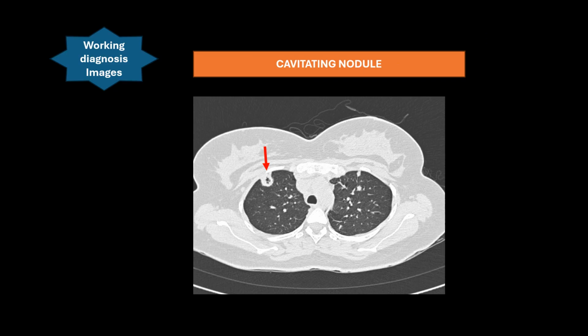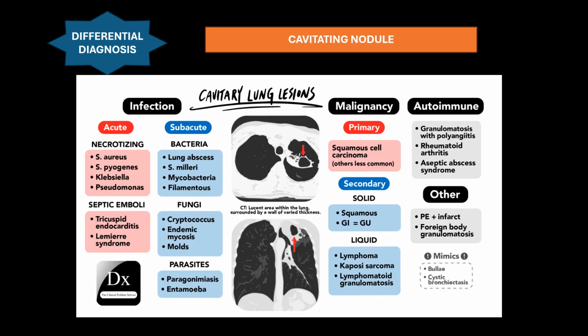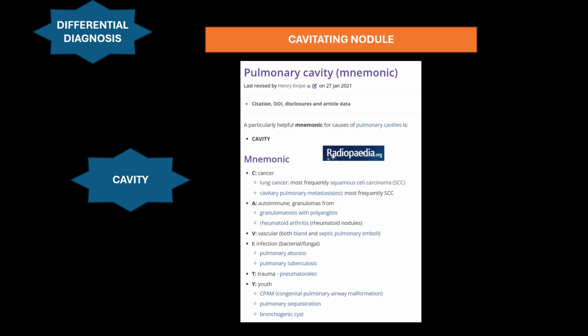So here, the most important thing we were trying to work out is the cause of a cavitating nodule. In the earlier case it was the cause of tracheal and bronchial wall thickening. Now in this patient it is the differential diagnosis for a cavitating nodule. There's a huge list. Infections, necrotizing, acute or subacute: bacteria, fungi, septic emboli, and rare organisms like parasites. Malignancies, either primary malignancy or secondaries from solid organs or from lymphoma, Kaposi sarcoma, autoimmune causes and other causes. So how do we remember this for PG students?